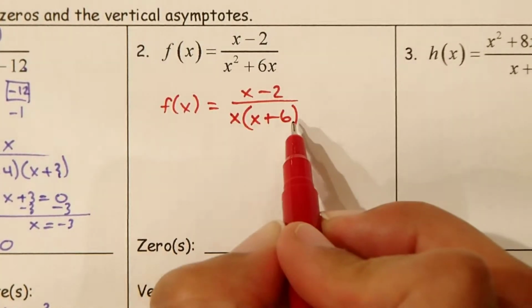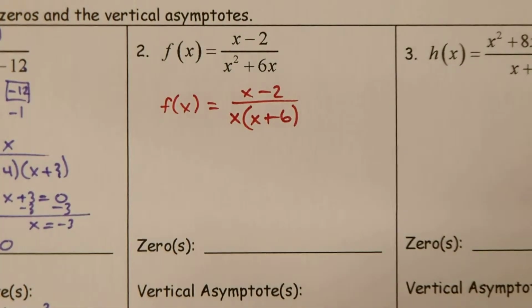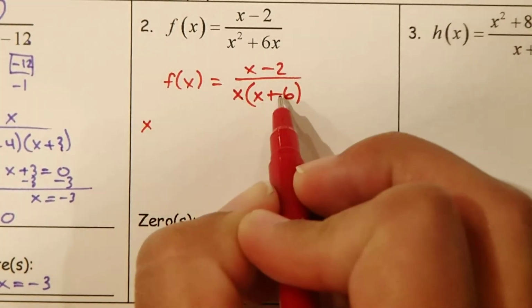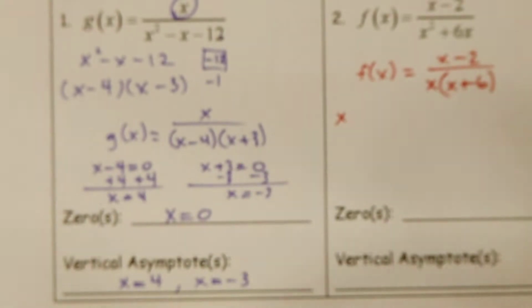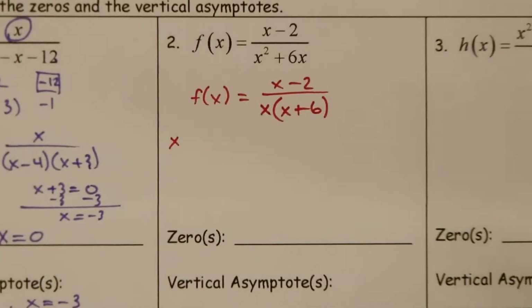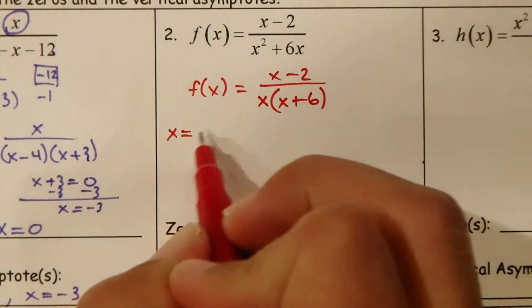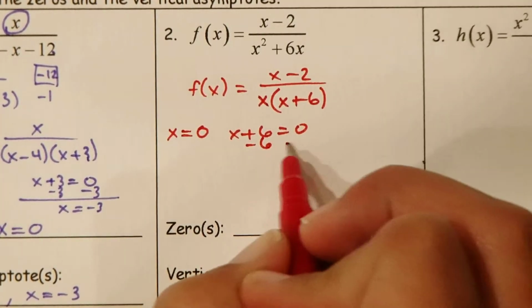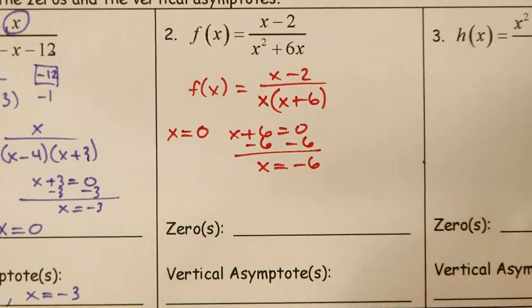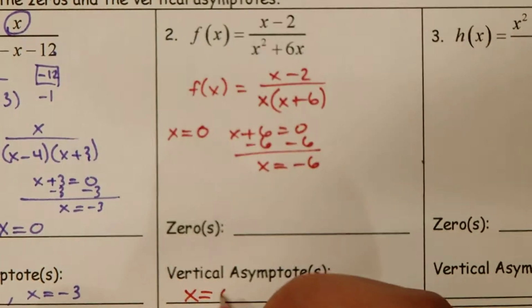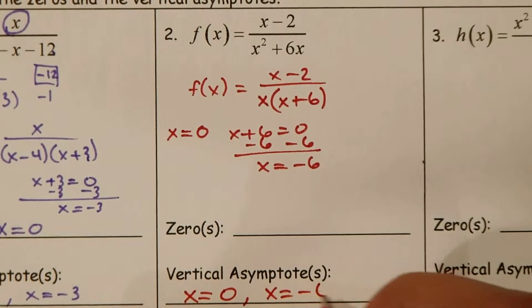So we take our denominator, set it equal to 0 in order to find the vertical asymptotes. So we have each one of these set equal to 0, just like we did over here. We set x minus 4 and x plus 3 equal to 0. Okay, so now back to this one. So we'll have x equals 0 for this one, and then we have x plus 6 equals 0. Now we solve for x. X equals negative 6. So our asymptotes are going to occur where the denominator equals 0 at x equals 0 and at x equals negative 6.